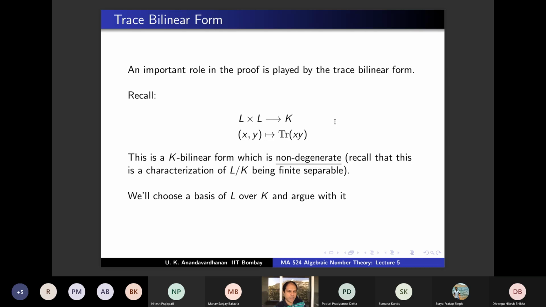Suppose you have a basis V1, V2, up to Vn, and suppose you have a bilinear form B on V and W. What should be the natural notion of a dual basis? The first guess must be correct. Take a random guess. It will be correct, I'm sure.